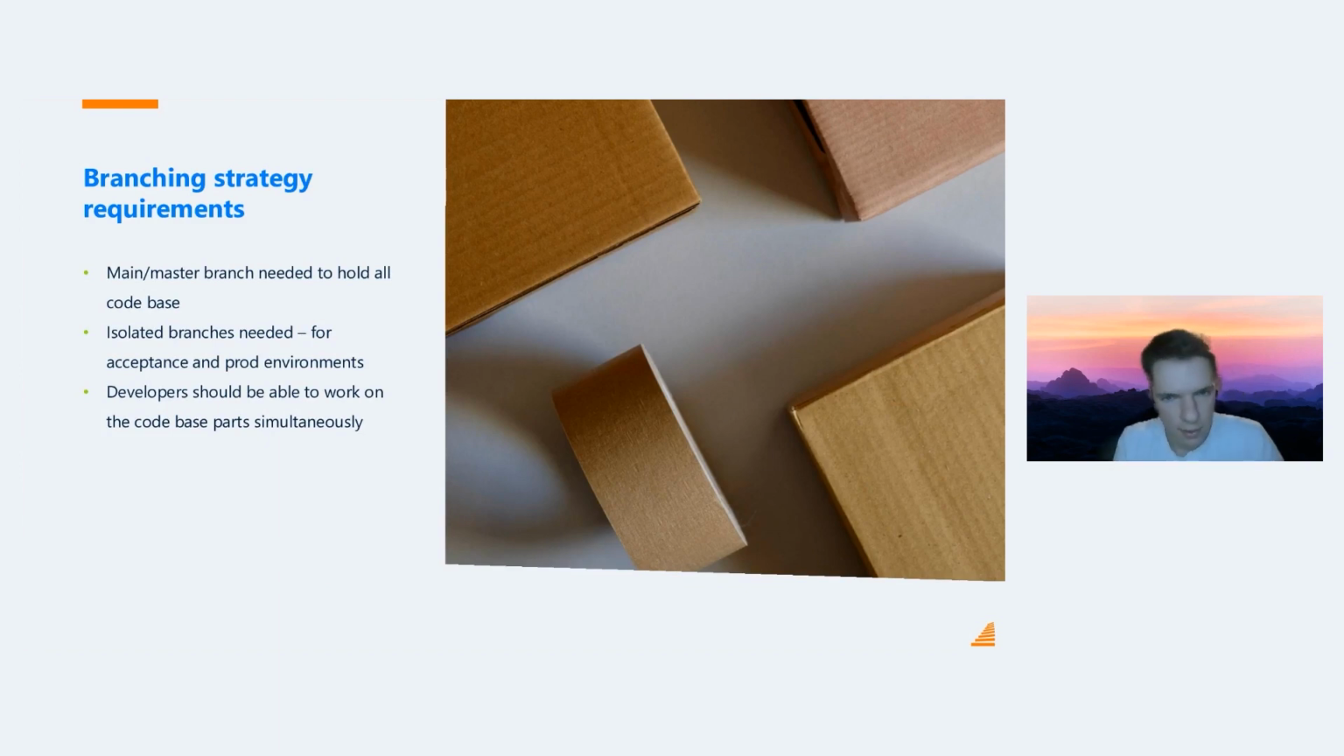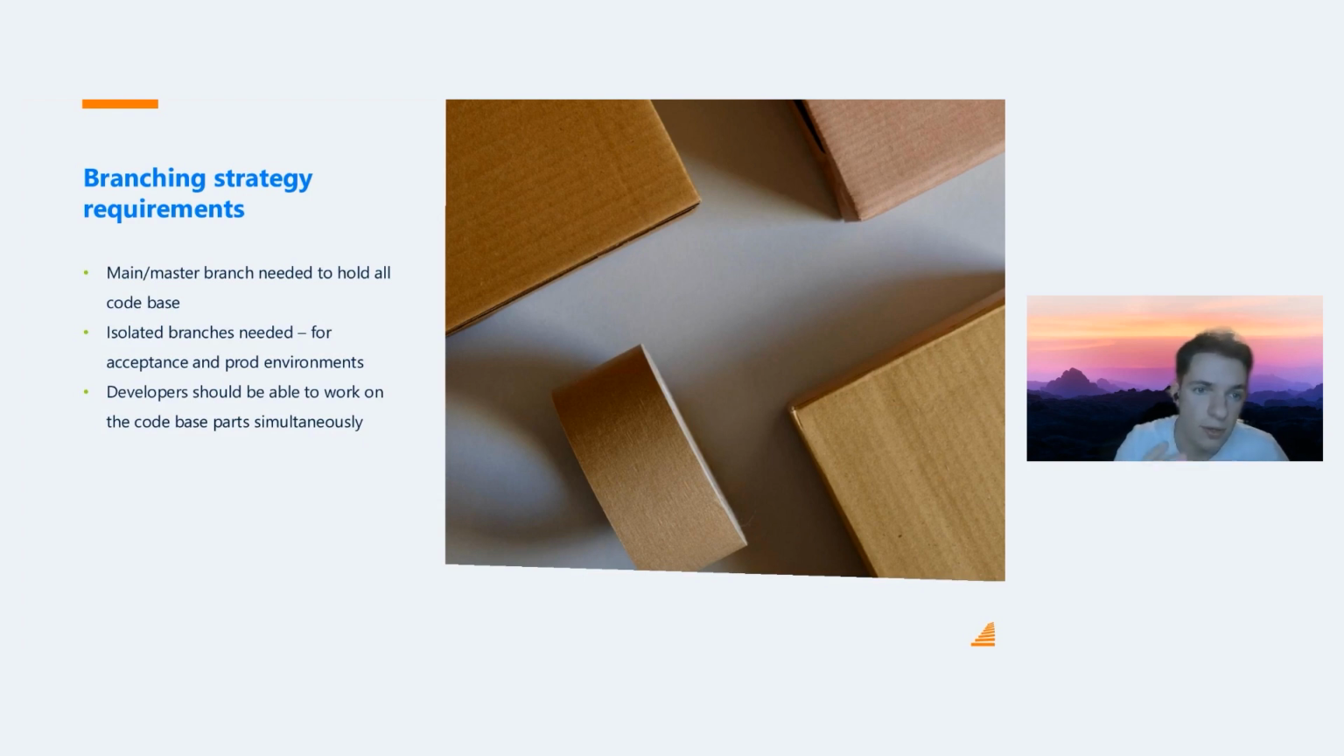So, okay, let's look at some theory first. Why do you need a branching strategy, and what are the main requirements for that strategy? Usually you need a master branch to hold all the code from everybody. Basically, a trash bin, well, not a trash bin, a glorified trash bin where everybody throws their code and all the code is there.